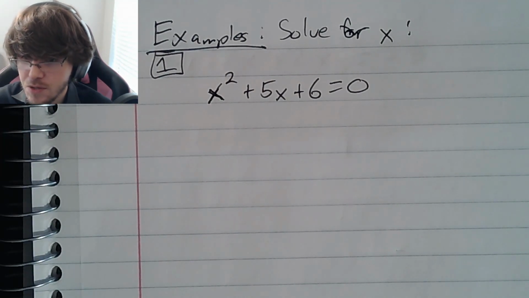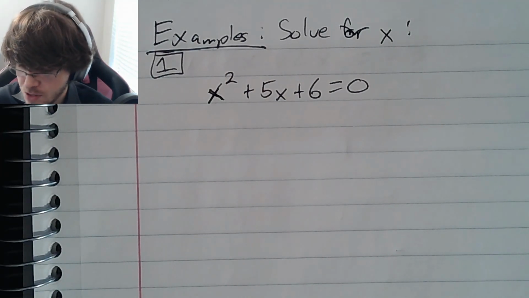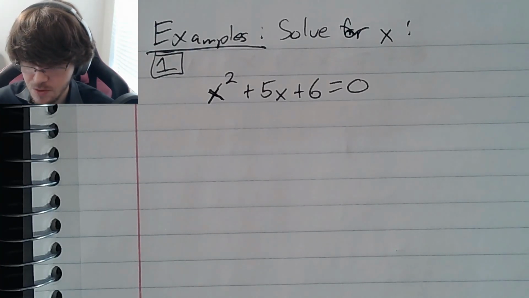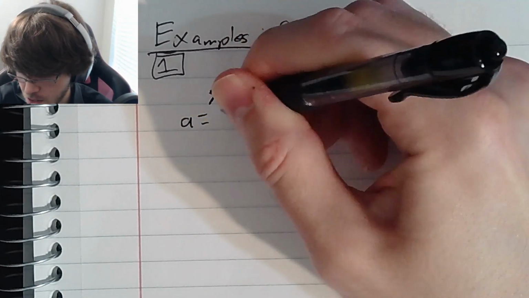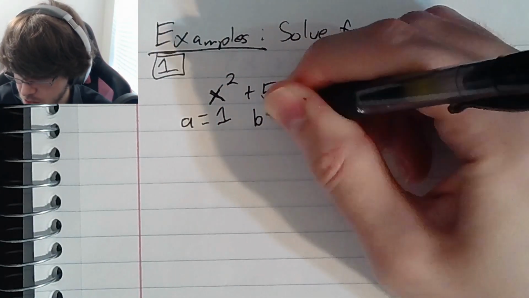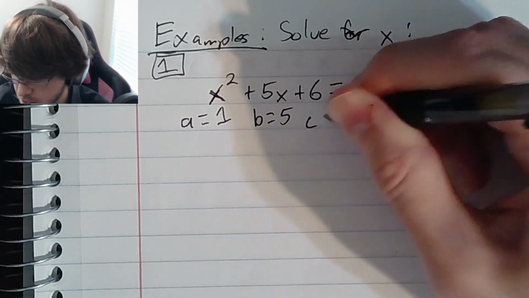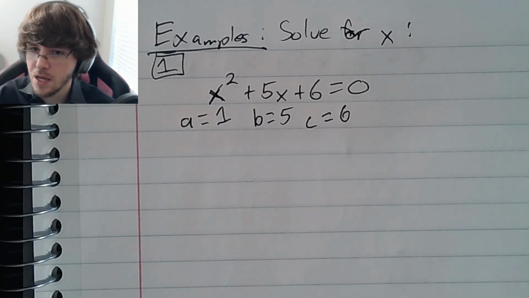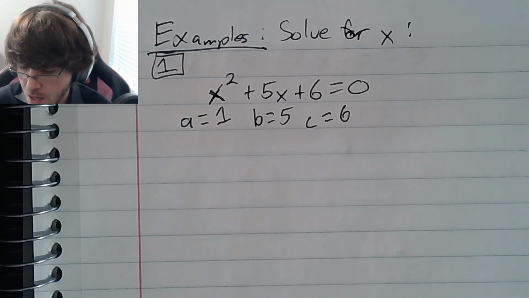When you do this, we do it just like we were doing for the graphing part. We write down what is a, what is b, what is c. And we're going to start by writing a equals 1, b equals 5, c equals 6. So we have all three of these written down, a, b, and c, and we plug it directly into that formula.